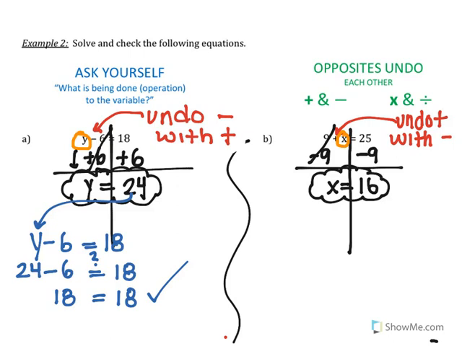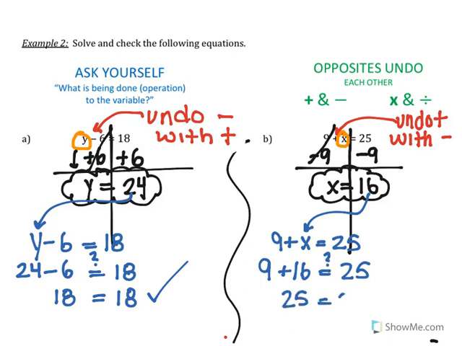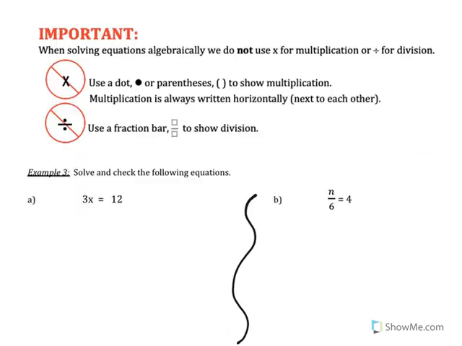Now we have to do our check. So I'm going to rewrite the original. I'm going to substitute our answer in for x, because we're checking to see if this answer is correct. 9 plus 16 is in fact 25, so our solution checks. Now if you notice, so far we've only dealt with addition and subtraction. So now we're going to move on to multiplication and division.